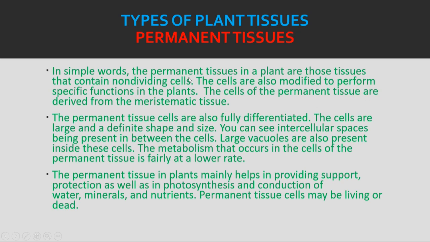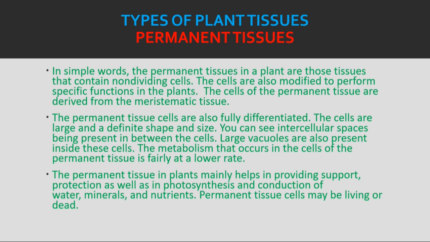In common words, permanent tissues are those plant tissues that contain non-dividing cells. The cells present do not divide, and they have a normal structure. The cells are also modified to perform specific kinds of functions in the plant, and the cells of the permanent tissue are derived from the meristematic tissue.